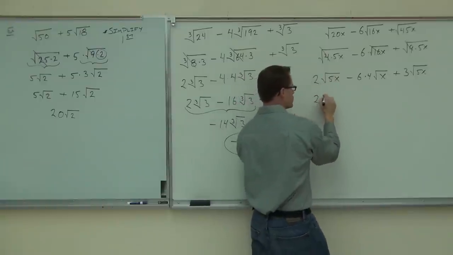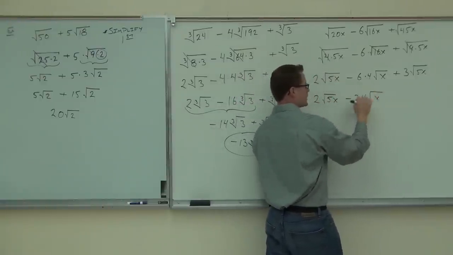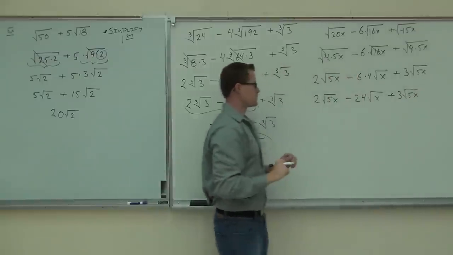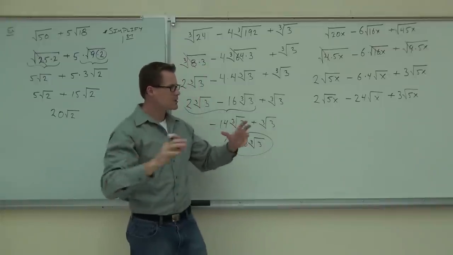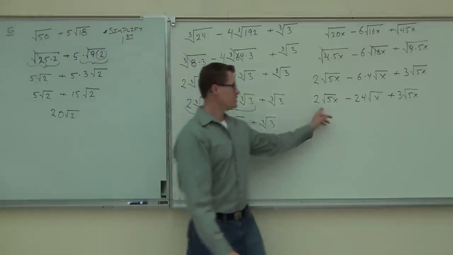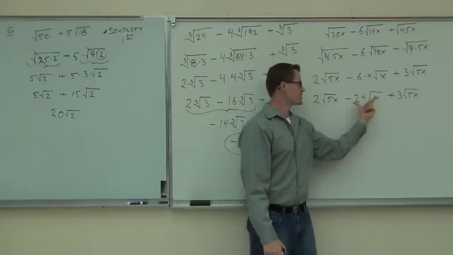Multiply what we can. 2 root 5x minus 24 root x. Remember, we're multiplying 24. Plus 3 root 5x. Why can we only combine 2 of these? What's wrong? Okay. While we do have square roots everywhere, this one worked out to be a square root of x. This was a square root of 5x, this was a square root of 5x.